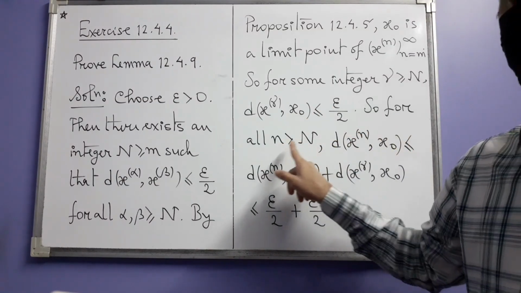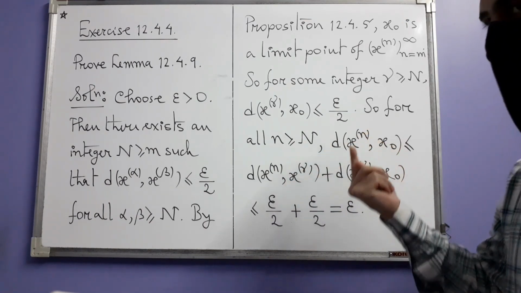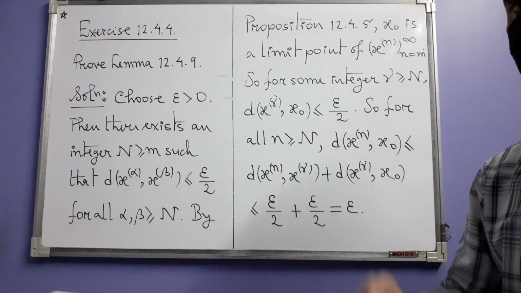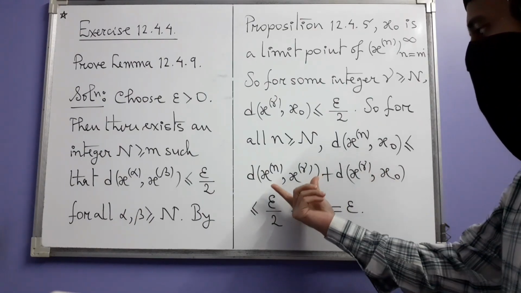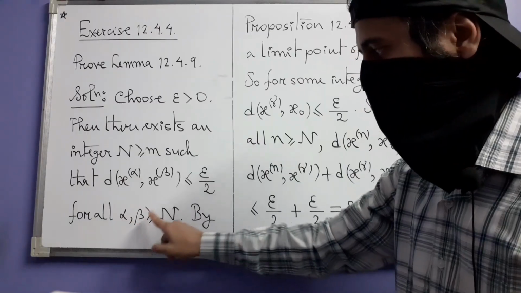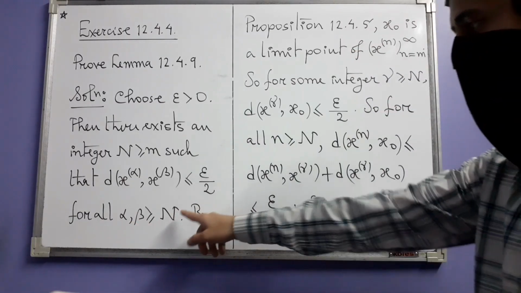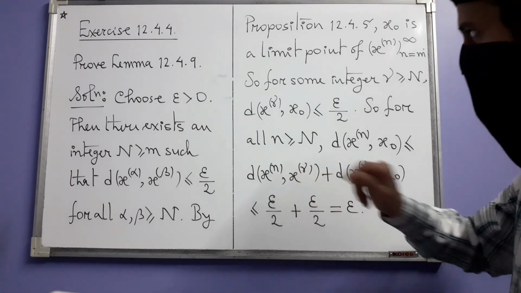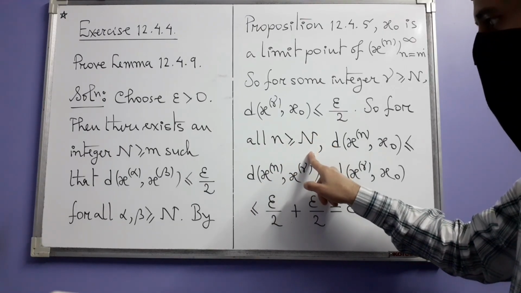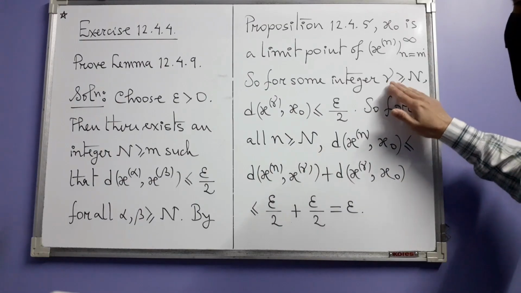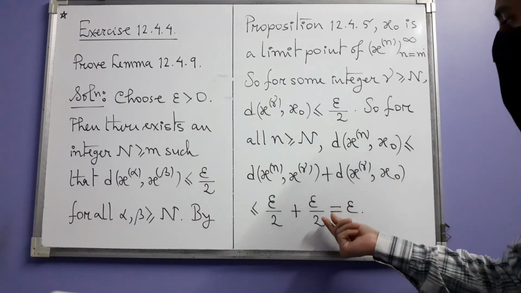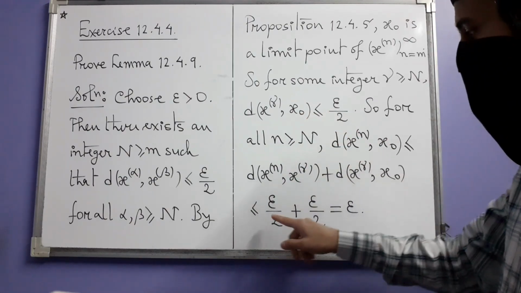So for all integers small n greater than or equal to capital N, we consider the distance between the term x_n and x_0. By the triangle inequality, that is less than or equal to the distance between x_n and x_gamma plus the distance between x_gamma and x_0. Now this is less than or equal to epsilon divided by 2 because of this. However, this happens only when the levels alpha and beta are at least capital N. Is that the case for n and gamma? Well, we have already chosen n like that. Small n is greater than or equal to capital N, and gamma is also greater than or equal to capital N. So that is why this is less than or equal to epsilon divided by 2 from these inequalities, and this anyway is also less than or equal to epsilon divided by 2. So their sum becomes epsilon.